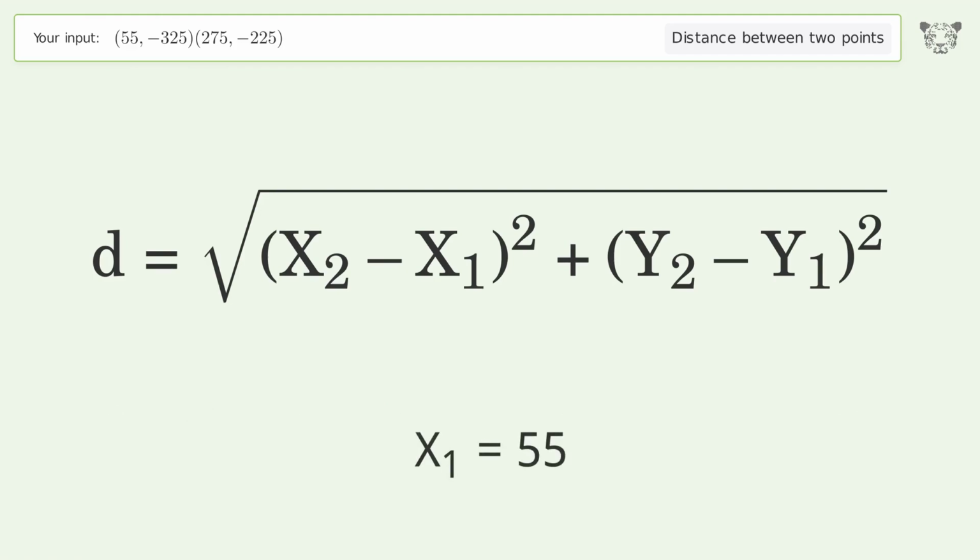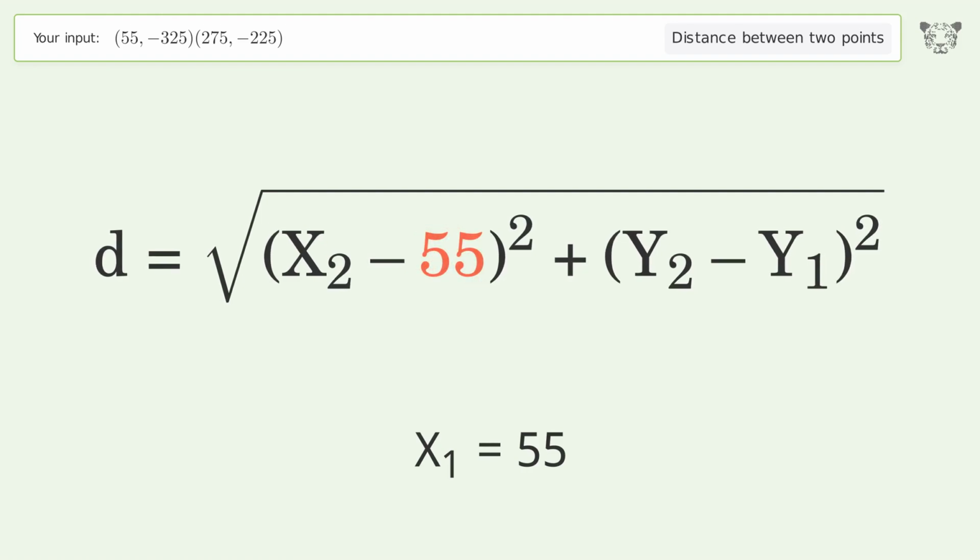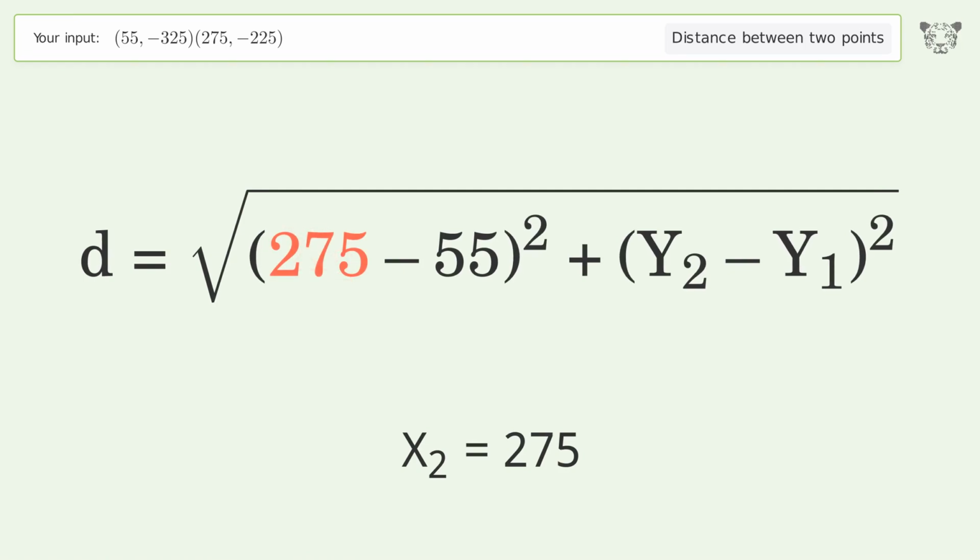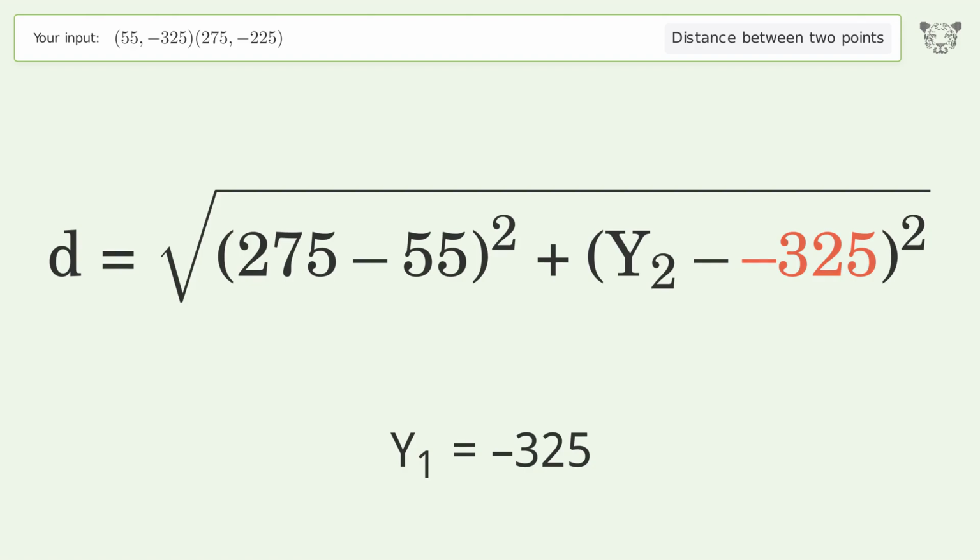x1 equals 55. x2 equals 275. y1 equals negative 325. y2 equals negative 225.